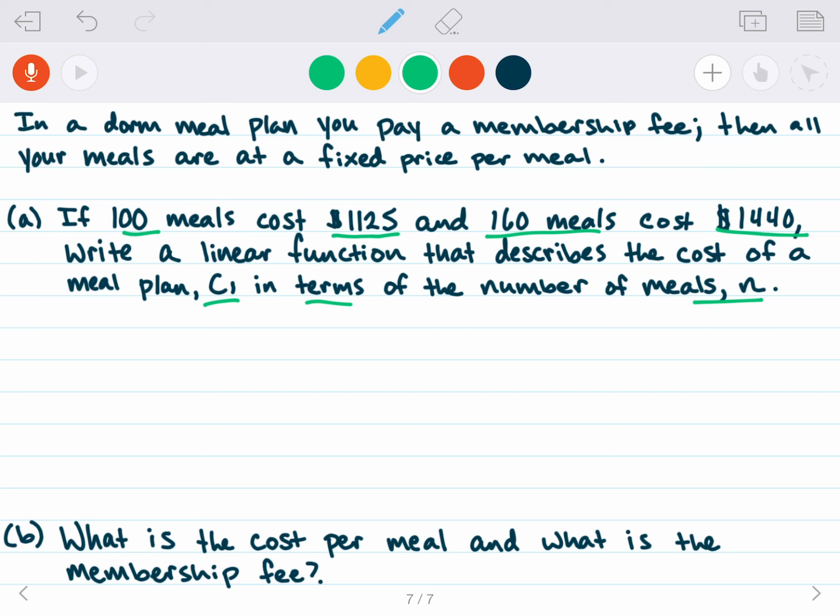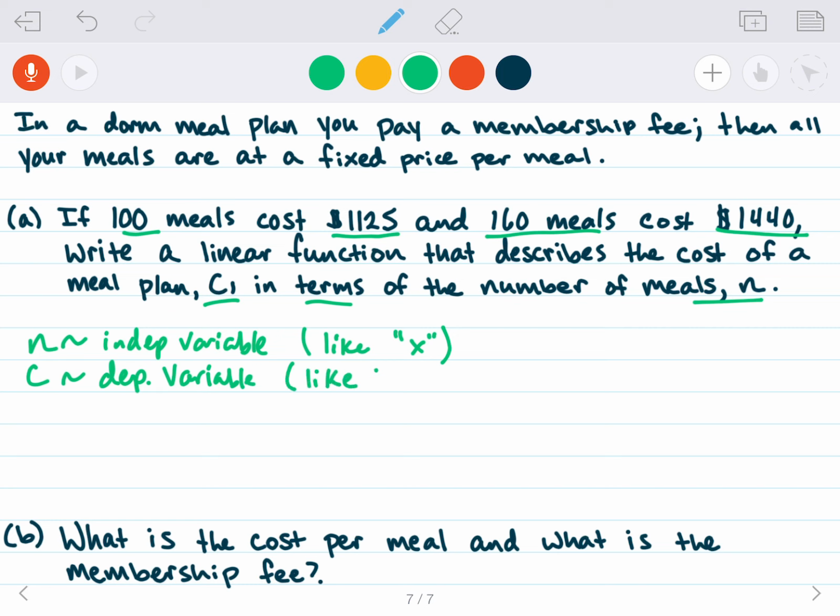So what does that mean? That last sentence is telling us what is the independent variable and what is the dependent variable. When we say that we're writing C in terms of N, C in terms of N means that N is the independent variable. Okay, this is acting like X. And so C is the dependent variable, acting like Y. Okay, so since that's the case, we can make some ordered pairs here and figure out what the slope is as well as our y-intercept. Okay, so we're thinking of n as x and we're thinking of c as y.